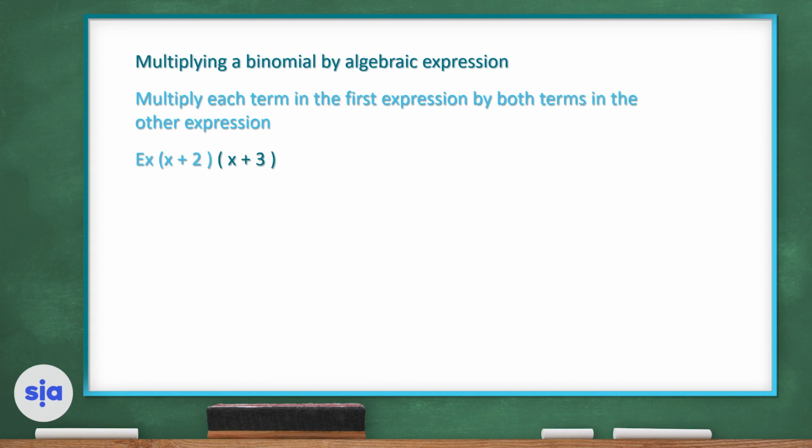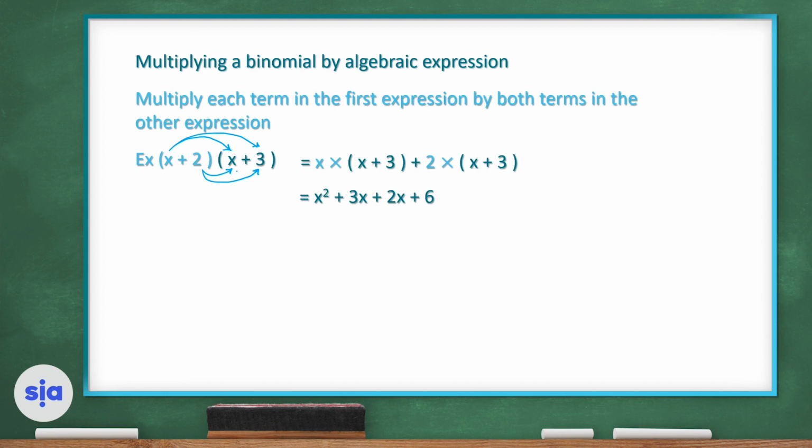How can we multiply x plus 2 times x plus 3? So we're going to multiply the x by the x plus 3 as x times x, then x times 3. After that, the 2 times x plus 3 as 2 times x plus 2 times 3. So here we go, how to do it.